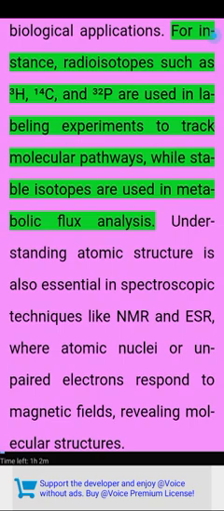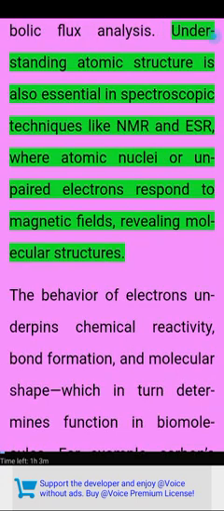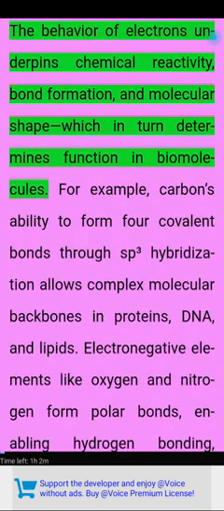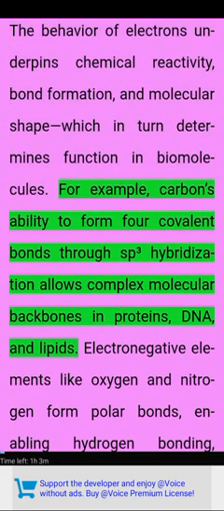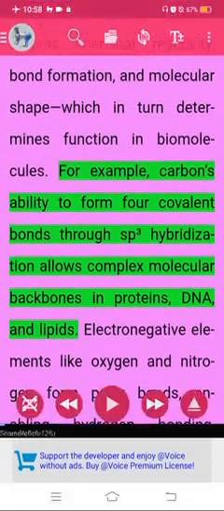For instance, radioisotopes such as 3H, 14C, and 32P are used in labeling experiments to track molecular pathways, while stable isotopes are used in metabolic flux analysis. Understanding atomic structure is also essential in spectroscopic techniques like NMR and ESR, where atomic nuclei or unpaired electrons respond to magnetic fields, revealing molecular structures. The behavior of electrons underpins chemical reactivity, bond formation, and molecular shape, which in turn determines function in biomolecules. For example, carbon's ability to form 4 covalent bonds through sp³ hybridization allows complex molecular backbones in proteins.